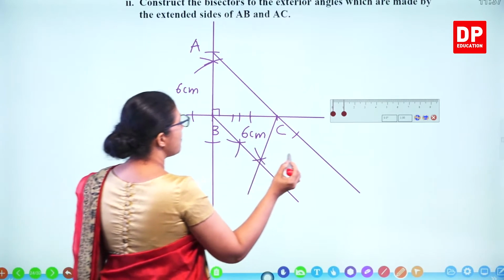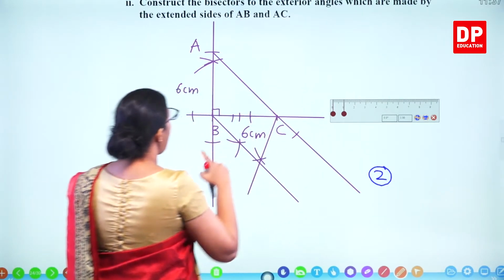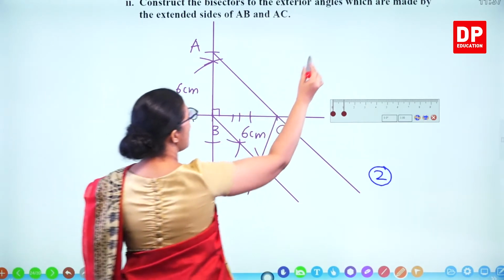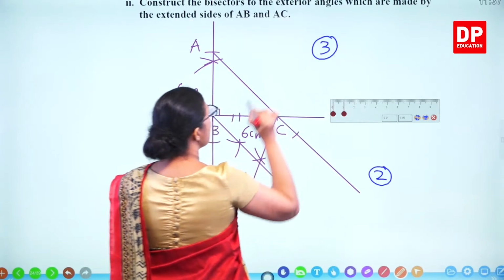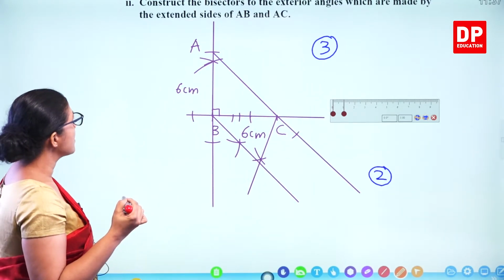Two marks for the bisectors, and constructing the triangle we can give 3 marks. So altogether 5 marks for this step. Now we'll see the next part.